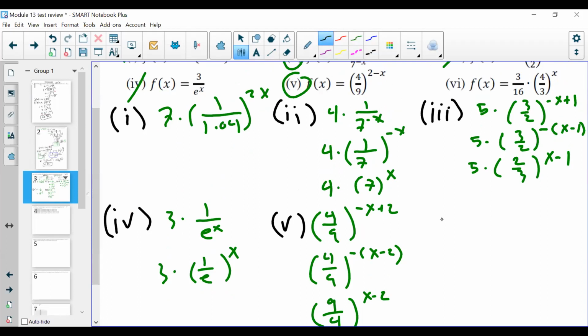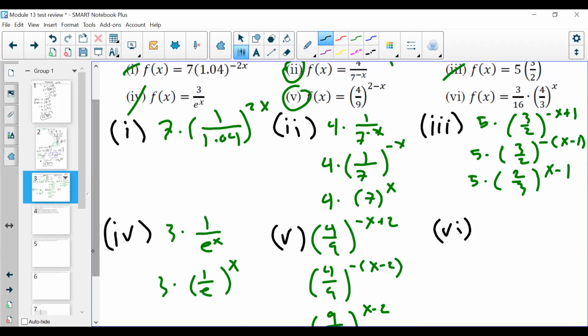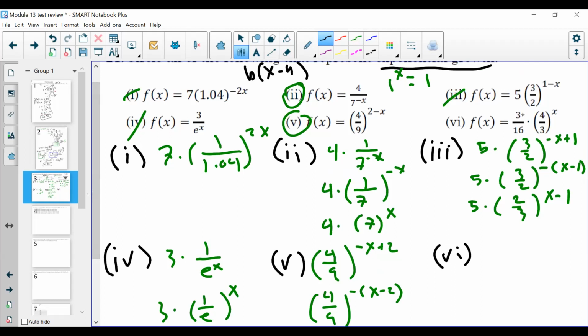And then finally, number 6. 3 over 16 times 4 over 3 to the x. I don't even have to do anything here. You just kind of set it up for me. This 3/16, that's just your a value. I don't care for that. But this base, what's being raised to a power of x, is 4/3, which is greater than 1. So right away, I don't have to do any work. I can see right away that that is going to be an exponential growth.